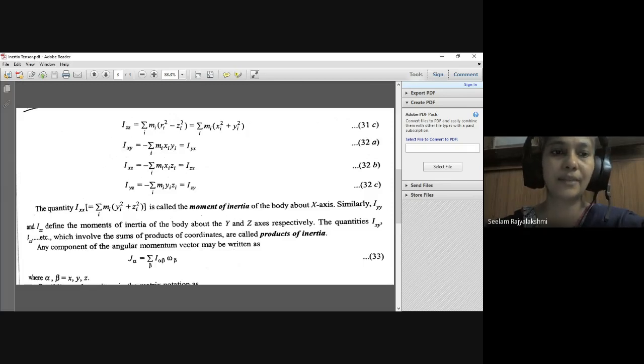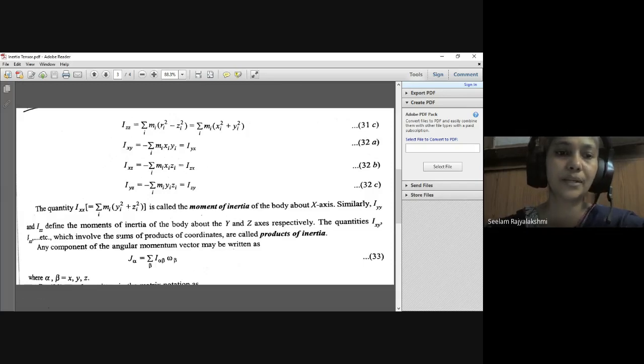Similarly, Iyy and Izz define the moments of inertia of the body about the y and z axis respectively. So the quantities we have here, Ixy, Ixz and Iyz, which involve the sums of the products of coordinates, are called products of inertia.